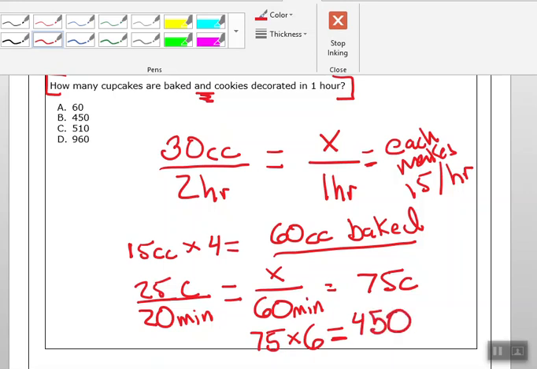So when I add together my 60 cupcakes baked and my 450 cookies decorated, I get a number of 510.